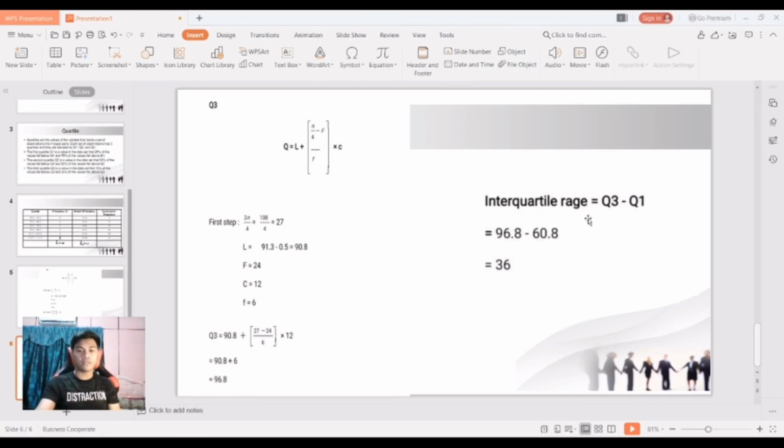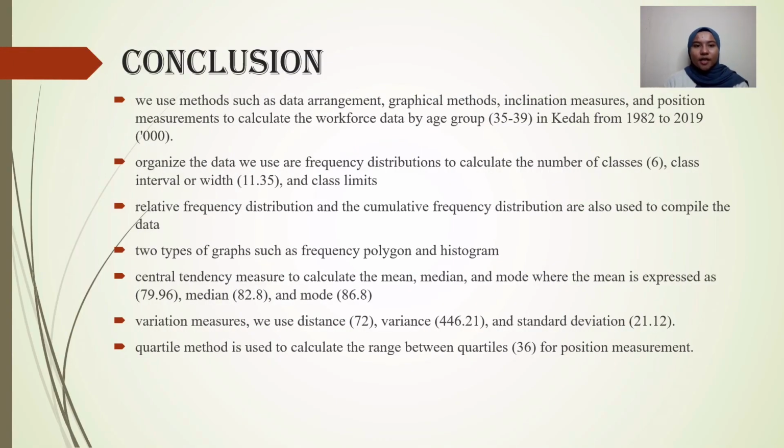Okay, the interquartile range is Q3 minus Q1. 96.8 is the answer for Q3 minus 60.8, the answer for Q1, and the answer is 36. The last part is the conclusion. We can use methods such as data arrangement, graphic method, inclination method, and position measurement to calculate the weight.